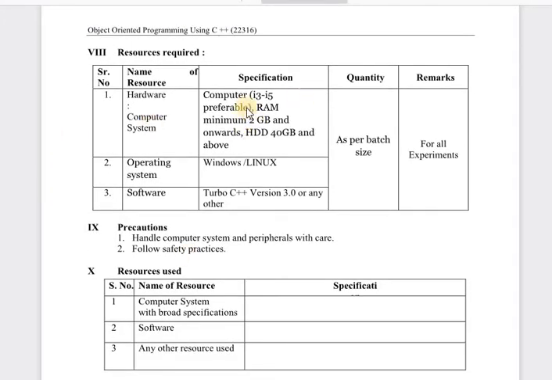Now see here, resources required. To perform this practical we require these resources, that is the hardware, computer system, the specification of that is computer RAM minimum 2 GB, HDD 40 GB and above. Now in operating system we can use Windows or Linux, and software we require Turbo C++ version 3.0 or other.